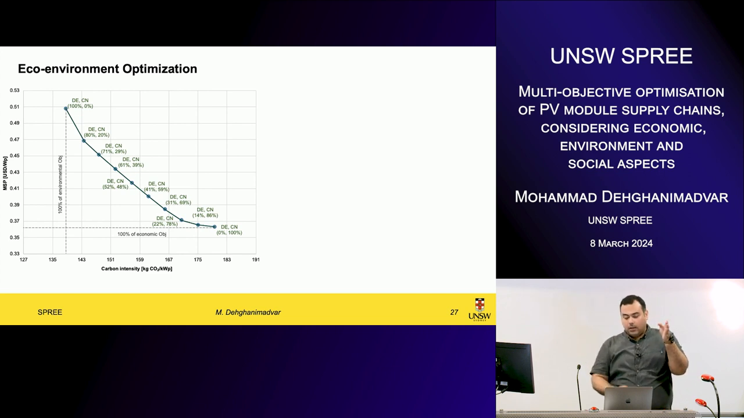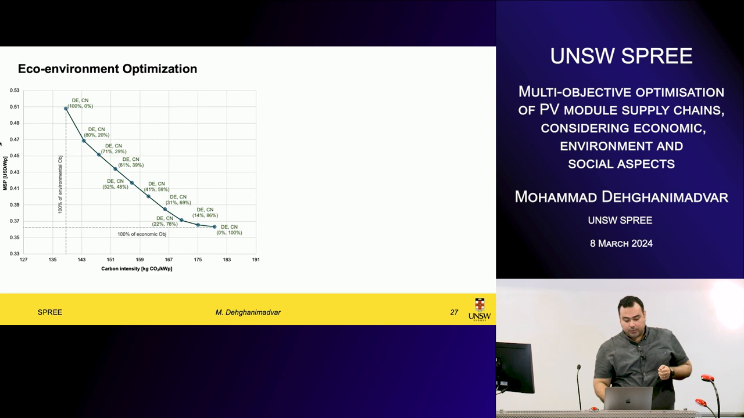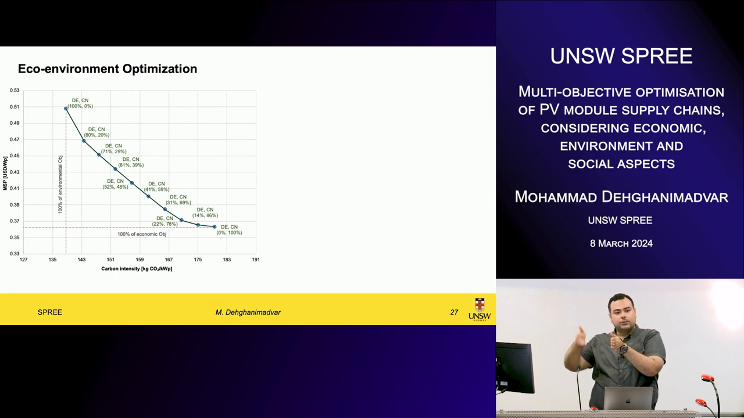And I said, okay, I give you this constraint that you can go a little bit further on your carbon intensity. If I set the carbon intensity to 140, the model said, okay, everything from Germany. And I said, okay, you can relax that constraint with an extra 20 carbon intensity per kilowatt. The model said, oh, okay, we can import 20% of input material from China, and again, the rest should be brought in by Germany. So I increased that carbon intensity constraint to see which point is the best point.